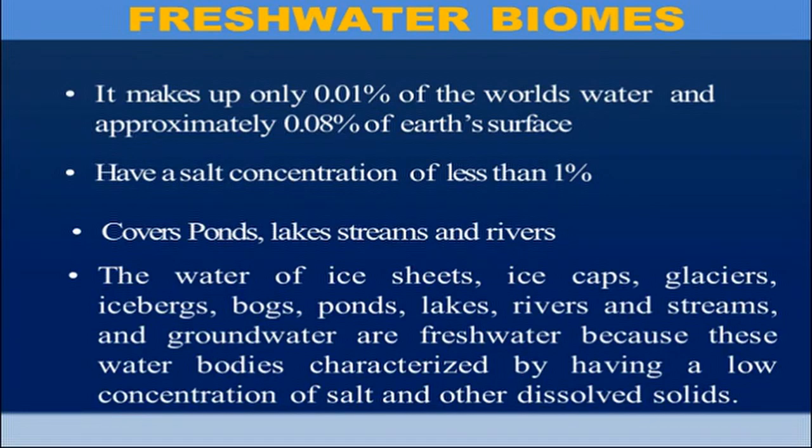And you know that the water of ice caps, glaciers, icebergs, bogs, ponds, lakes, rivers and streams and groundwater are all freshwater because the water body is characterized by having a low concentration of salt and other dissolved solids which we generally find in the marine water. So although these components are distributed, this overall is hardly 0.01%.